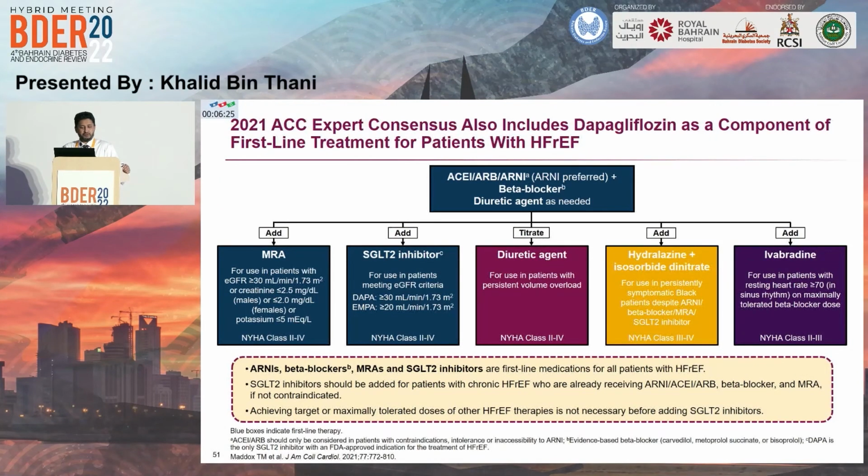In 2021, the ACC expert consensus also included dapagliflozin as a component of first-line treatment for patients with heart failure with reduced ejection fraction. ACE, ARB, and ARNI, and clearly now the ARNI is preferred. You start beta blocker and you start the diuresis, and then you can start the mineralocorticoid, SGLT2, and also diuretic agent, plus the hydralazine and isosorbide, and the ivabradine. But it's clearly mentioned that the ARNI, beta blocker, MRAs, and the SGLT2 inhibitor are the first-line medication for all patients with heart failure with reduced ejection fraction.